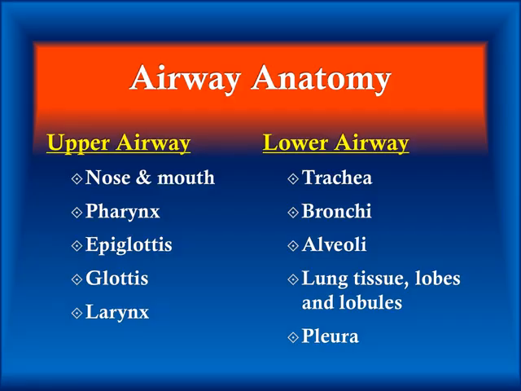We have to revise together airway anatomy. Do you remember that the upper airway consists of the nose and mouth, pharynx, epiglottis, glottis, and lastly the larynx, at the level of the vocal cords. The lower airway starts from the trachea to bronchi, bronchioles, alveoli, lung tissue, lobes and lobules, and lastly.